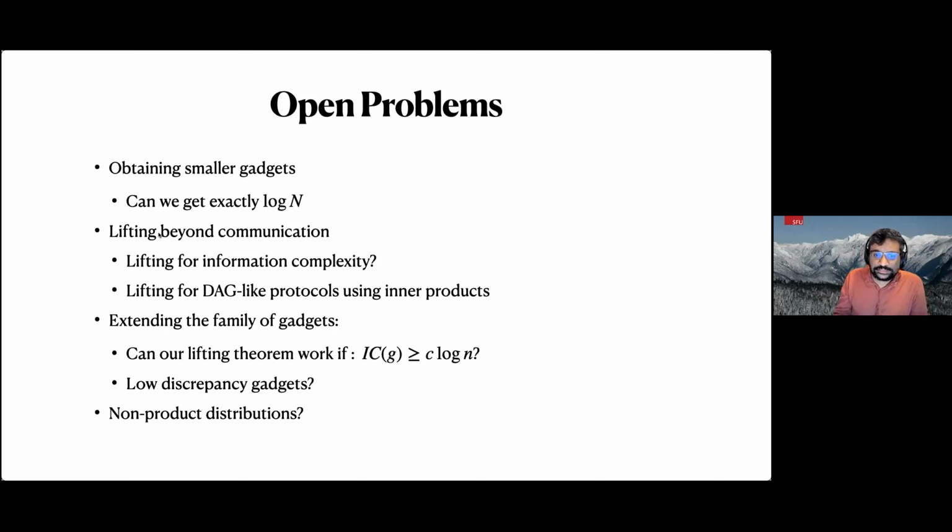The other question is more general and open-ended. Here we are lifting randomized decision tree complexity into randomized communication complexity. How about going beyond communication complexity? One avenue is to do lifting for information complexity. This is not known and this is challenging.